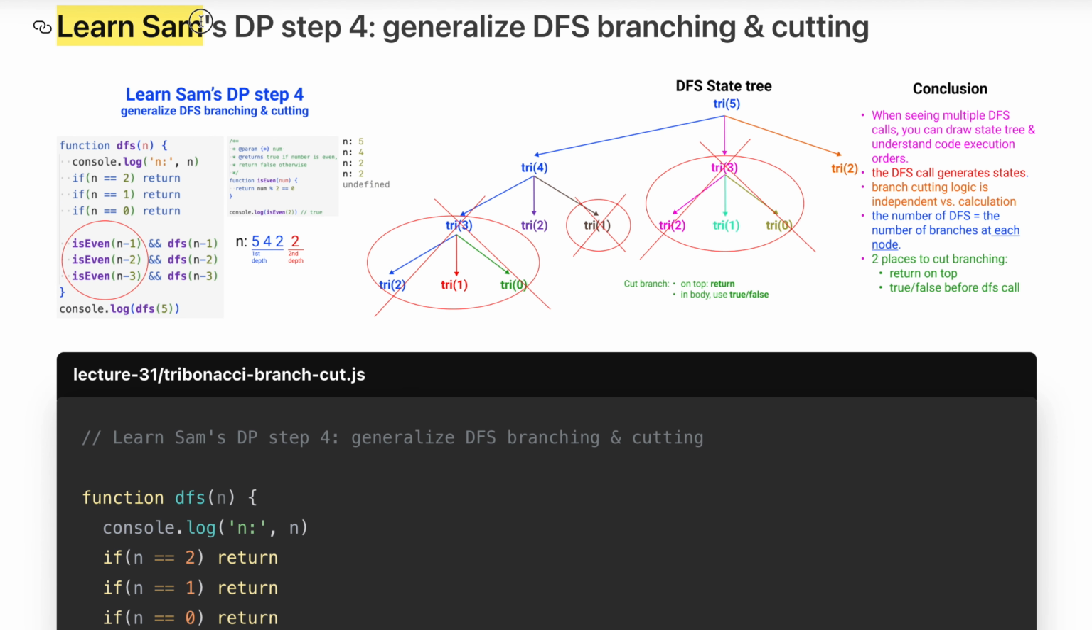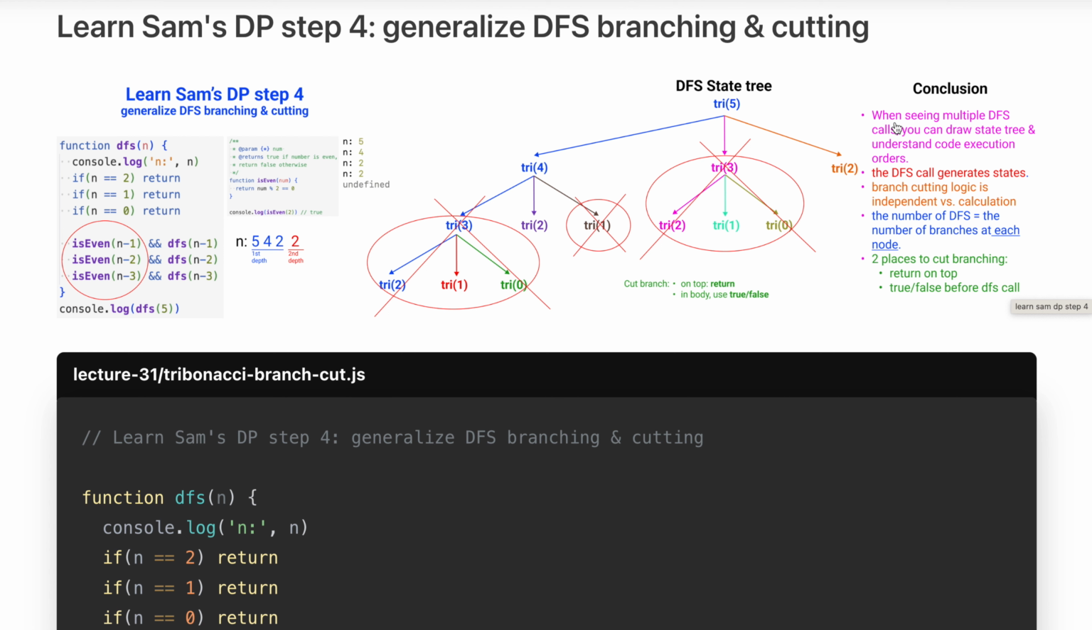So after 4 steps of learning SAMDP, you should be comfortable when you see multiple DFS calls and honor this role of DFS. In understanding the code stack and the order of code execution, I highly suggest whenever you have a recursive call in your dynamic programming function, name it DFS to make it easier to imagine what's happening in the state tree.